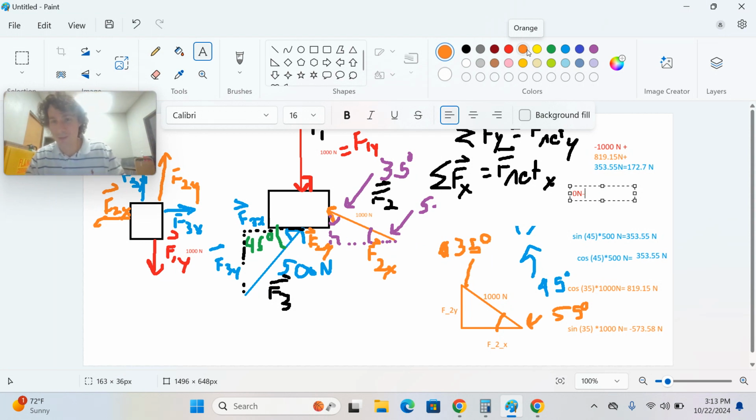It's so similar, isn't it? This orange is a very similar color. Anyway, minus 573. It almost looks red to me. It's weird. 573.58.